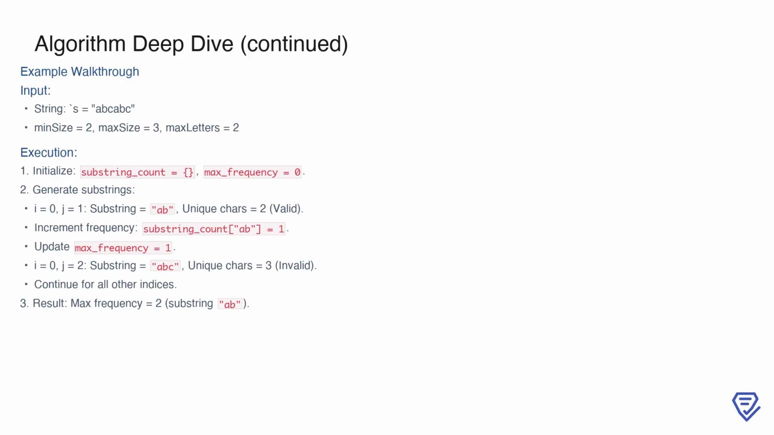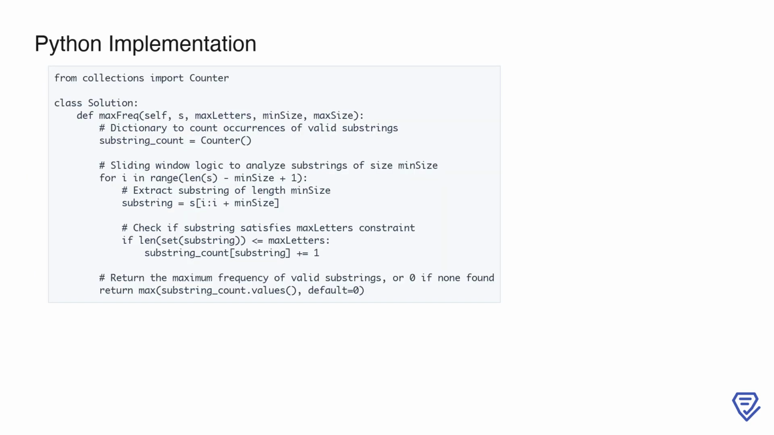Next, we encounter the substring app, which is invalid because it contains three unique characters, exceeding the max letters constraint. Continuing this process, we find that the substring ap appears again, increasing its frequency to 2 and updating max_frequency to 2. At the end of the execution, the result is the highest frequency, which is 2, corresponding to the substring ap. This Python solution efficiently solves the problem by using a sliding window approach combined with a dictionary to count valid substrings. Let's break it down step by step.